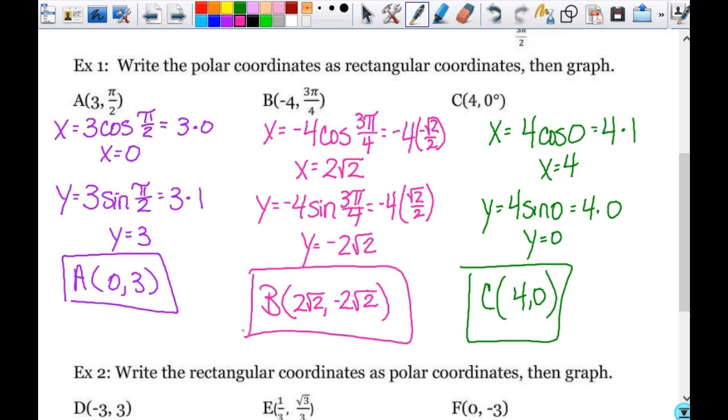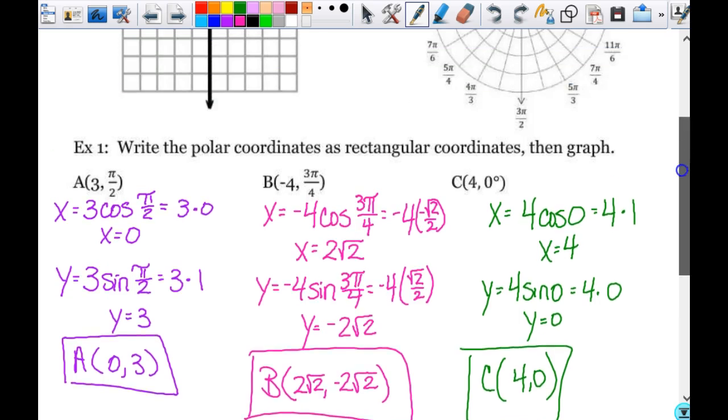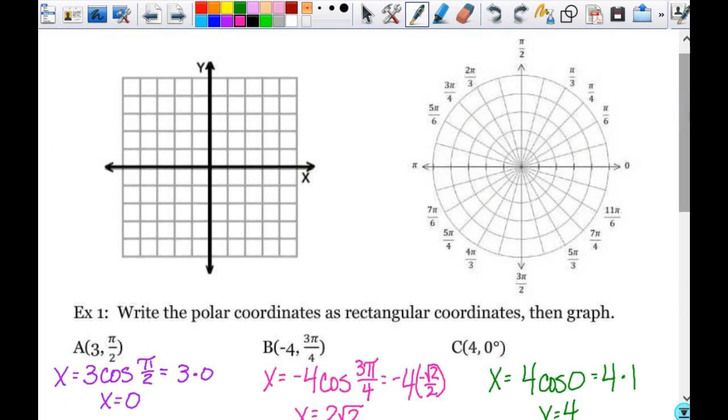Okay, so I'm going to go back up here. I'm going to have to pull my paper because I can't see. And we're going to plot A on both of these. Okay, so my rectangular A is at 0, 1, 2, 3. There's A. My rectangular B is at 2 square root of 2, negative 2 square root of 2.